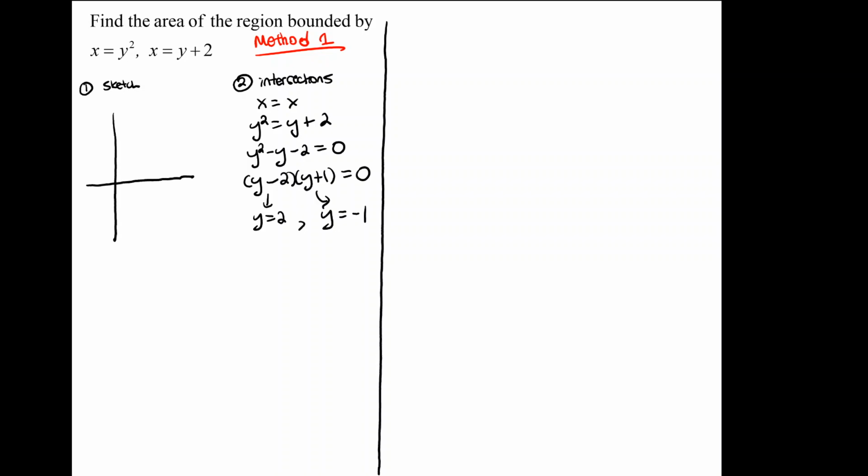I'm not even sure how to sketch this sideways. Let's see how it goes. The x-axis and the y-axis are still in the same spots. The curve x equals y squared is a parabola going sideways. If y is 0, x is 0. If y is 1, x is 1. If y is negative 1, x is positive 1.